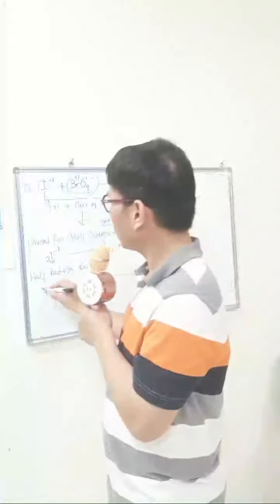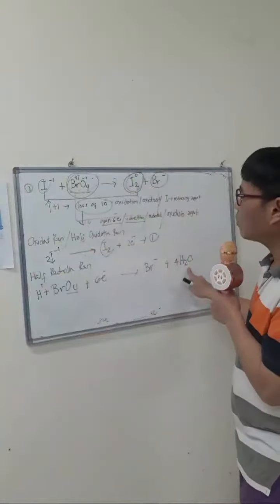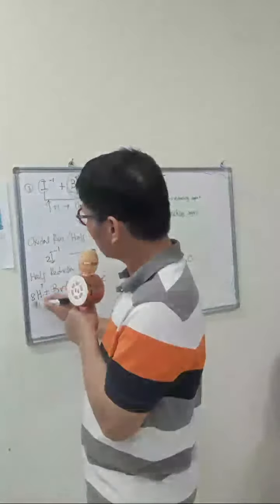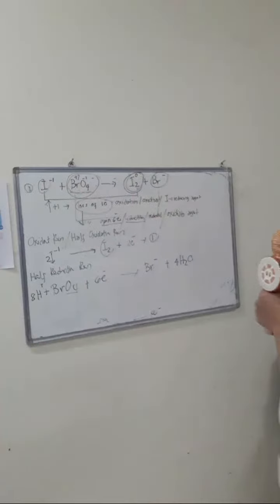The H plus here is simply 4 times 2, the atoms of hydrogen, and it's going to be 8 hydrogen, positive 1. Okay. Now balance the number of atoms and the charges. 8 hydrogen, 4 oxygen, bromine, balanced.